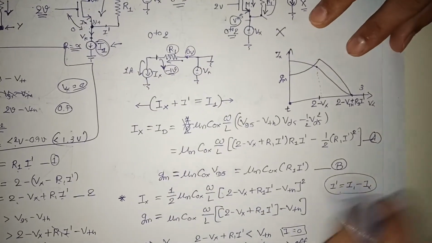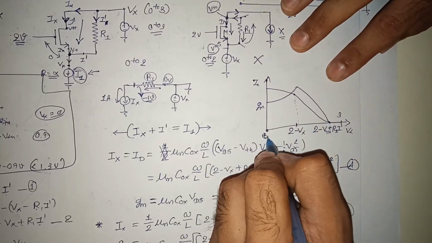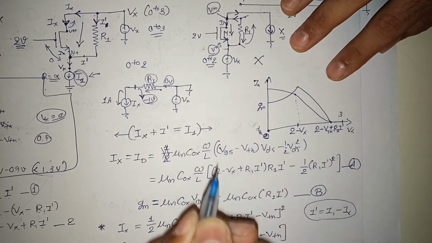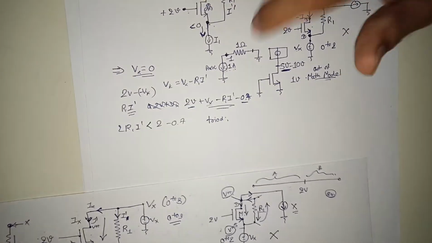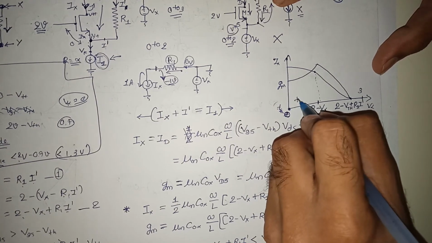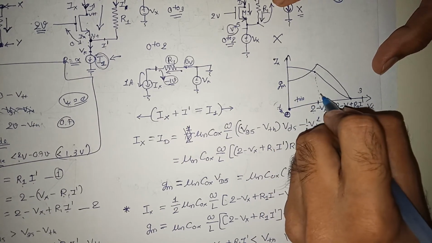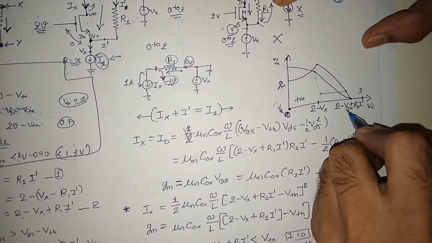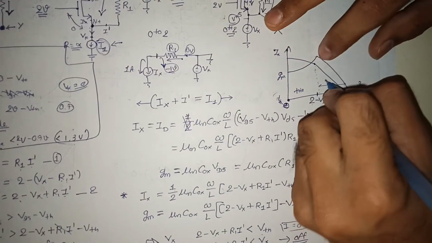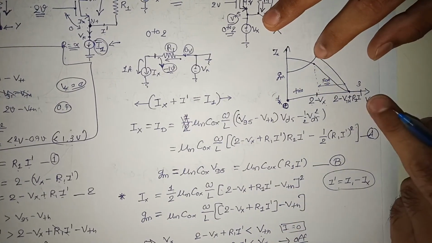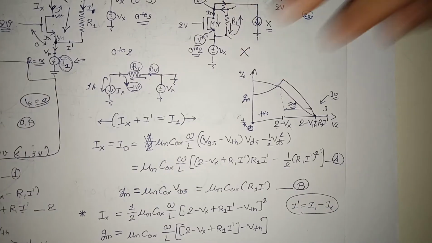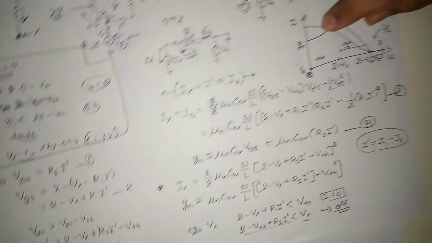So we have 2-3 points here. At 0 we have the triode region condition, just to make you understand what we explained here. So from 0 to 2 minus VTH, that will be triode region. From this point to 2 minus VTH plus R1 I dash, that is saturation region. And from this point to 3 volt, it will be I equal to 0, Gm equal to 0, isn't it?